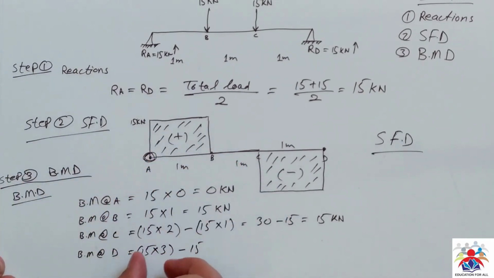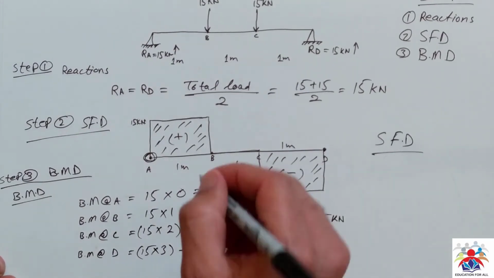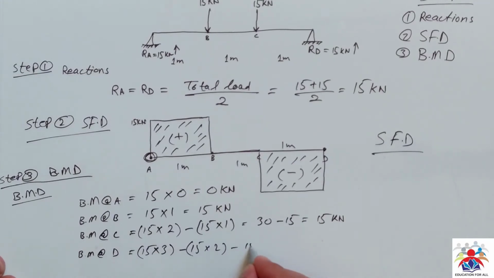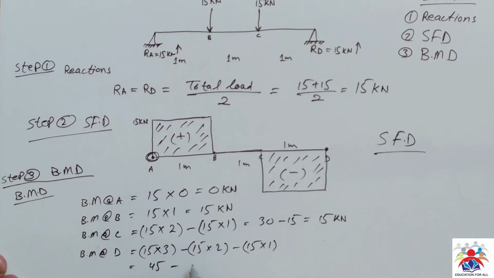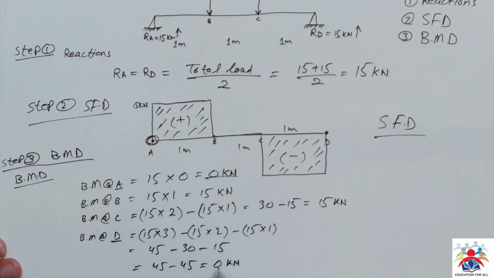We have calculated, it is here. Now at this point, 15 multiplied by 2, minus, because acting downwards. Then again minus this 15, the second 15, multiplied by 1 again. So what would it be? This is 45 minus 30 minus 15. So what will be the answer? 45 minus 45 is equal to 0. So at point D and at point A, our values are 0. So it means our calculation is correct.